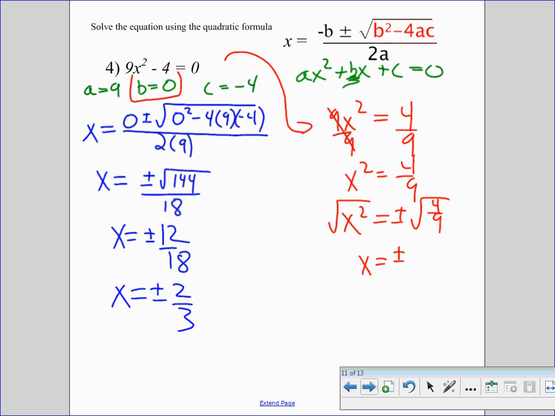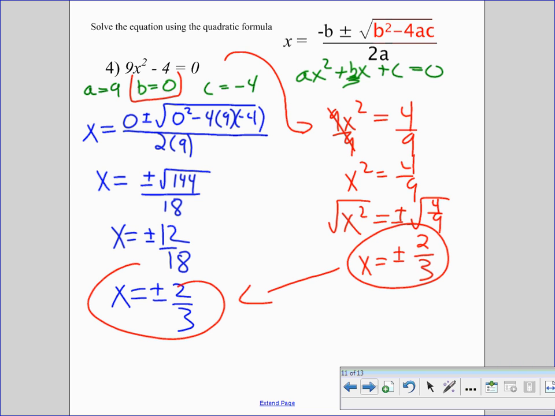The square root of 4 is 2. The square root of 9 is 3. And we get the same answer that we did when we used the quadratic formula, and we got it much easier. So my recommendation is if you see the b term is 0, solve it by isolating the x squared term and taking the square root of both sides.